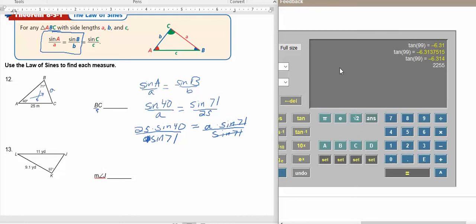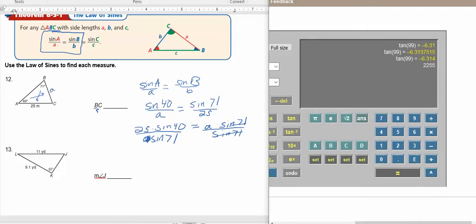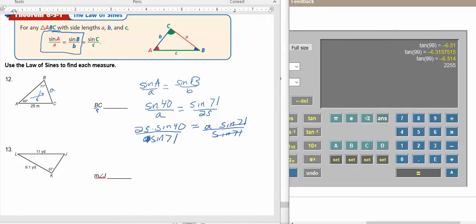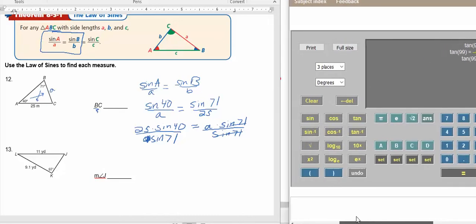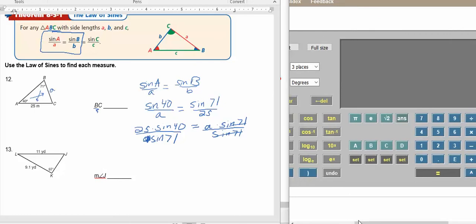Oops, I'm going to clear this out here. Move over a little bit. I'm trying to get just a little bit more room here, but it's not letting me adjust it because I'm recording. That's all right. So I'm going to clear this. There's my clear button.